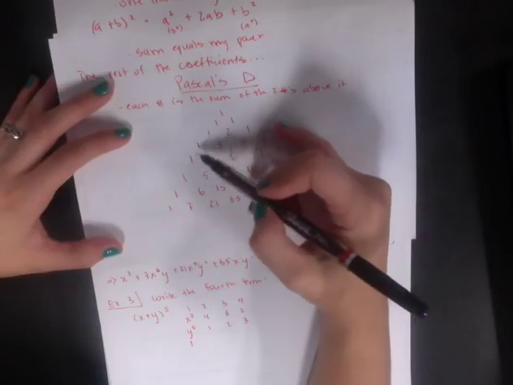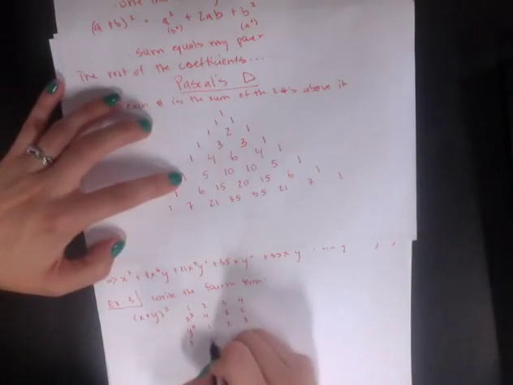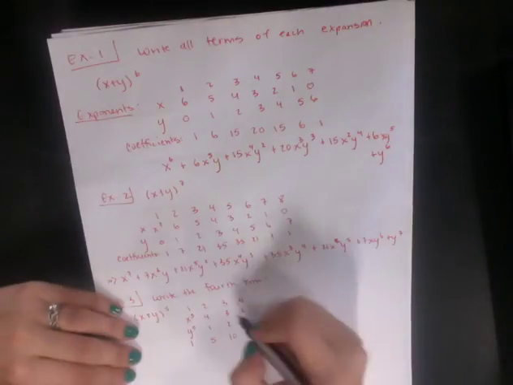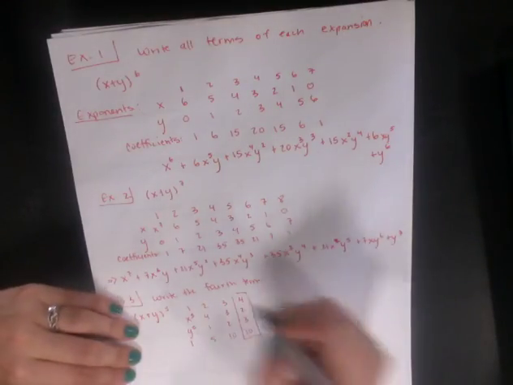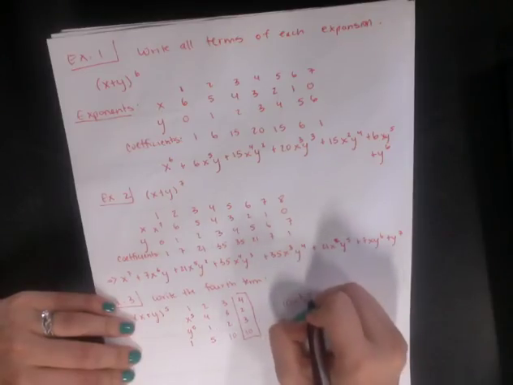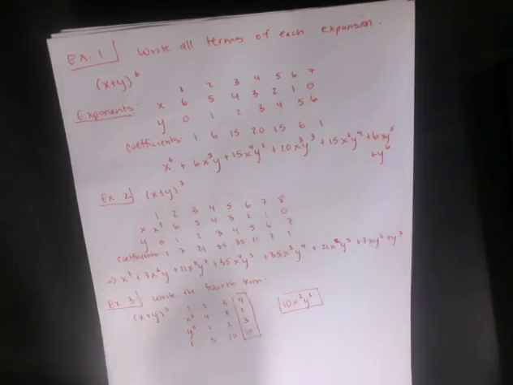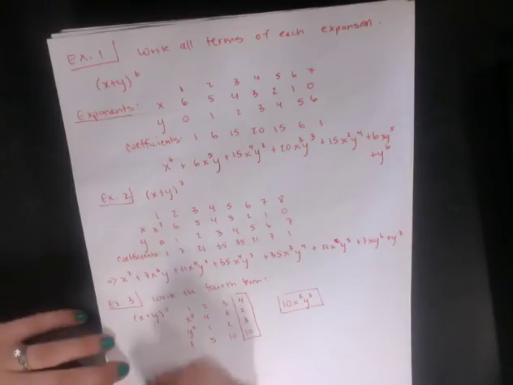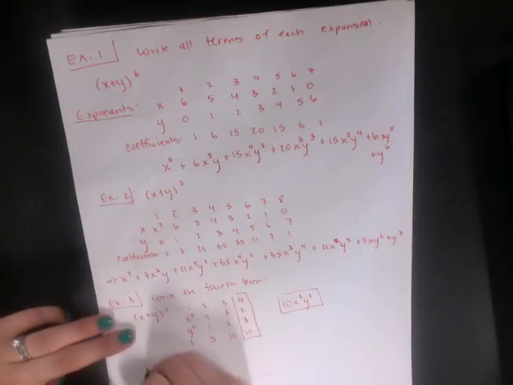If I look at Pascal's triangle, I have exponent of 5, so I go down to the 1, 2, 3, 4, 5, 6th row. I'll have 1, 5, 10, 10. So my 4th term will be 10x squared y cubed. That's my 4th term. Let's write the 4th term of (x + y) to the 8.